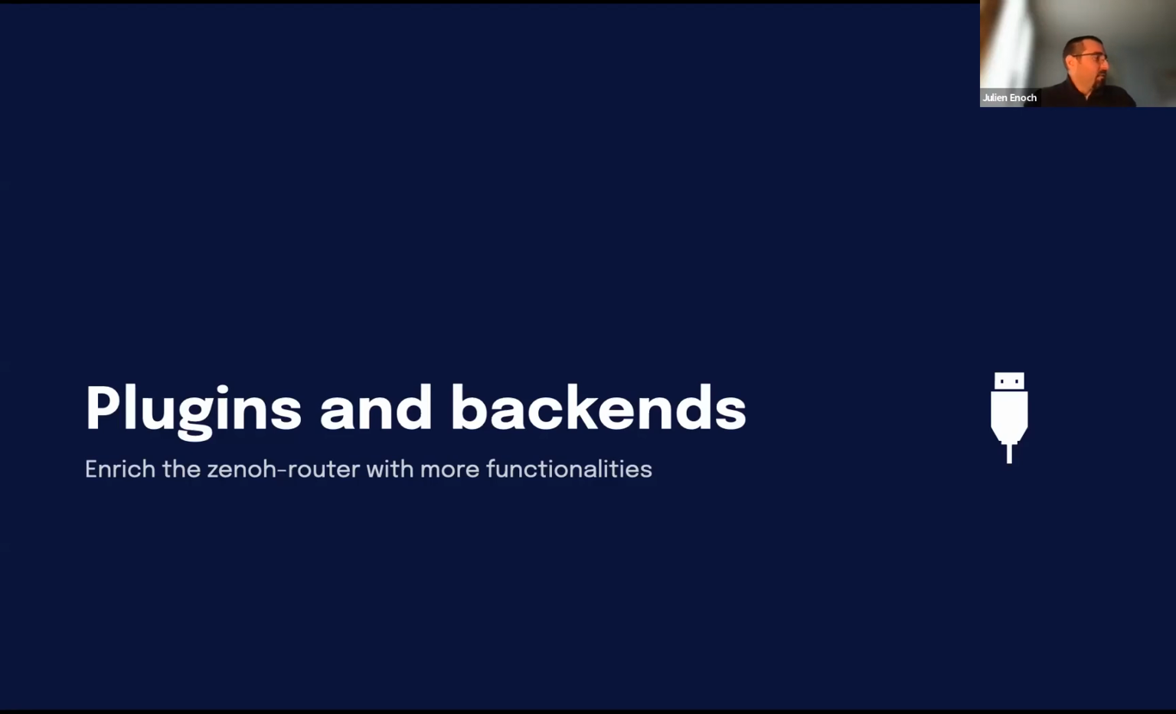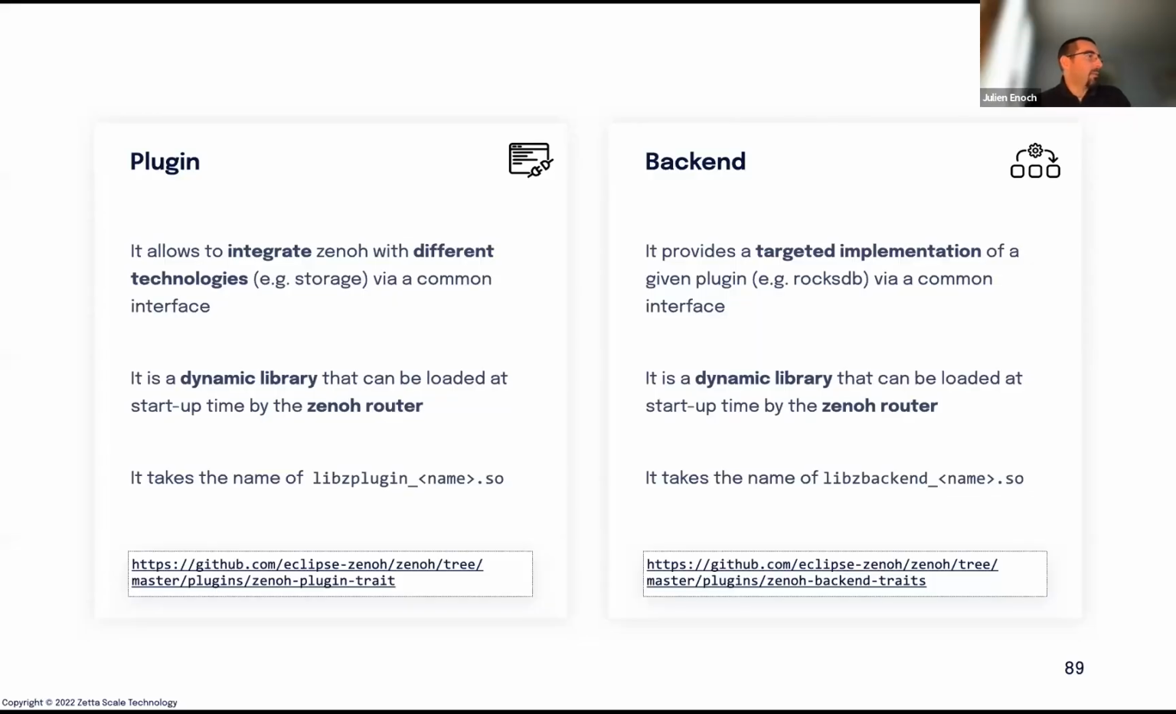Thanks, Luca. So now I will get into more detail of the plugins and backends mechanism of Zenoh. As Luca mentioned, the Zenoh router is really a software process which we developed using the Rust programming language. The plugins and the backends are really dynamic libraries that can be loaded at startup, just by configuring the Zenoh router to load those plugins. A plugin is really just a shared library developed in Rust and usually allows integrating Zenoh with different technologies. The way we program a plugin is really straightforward.